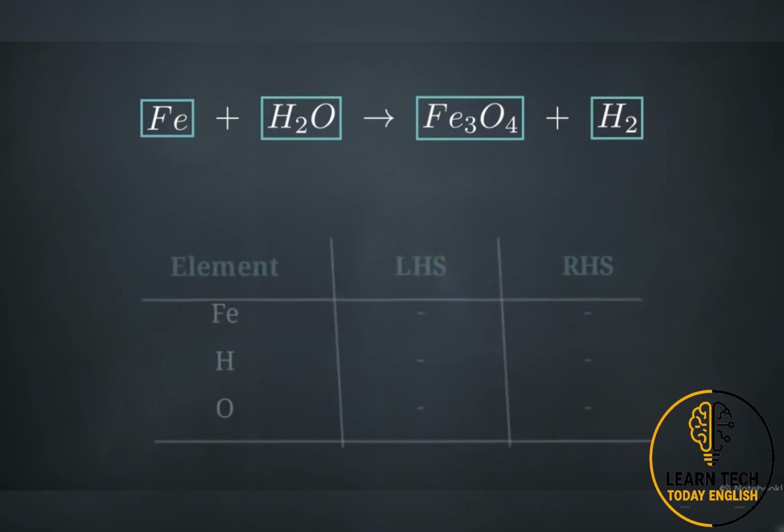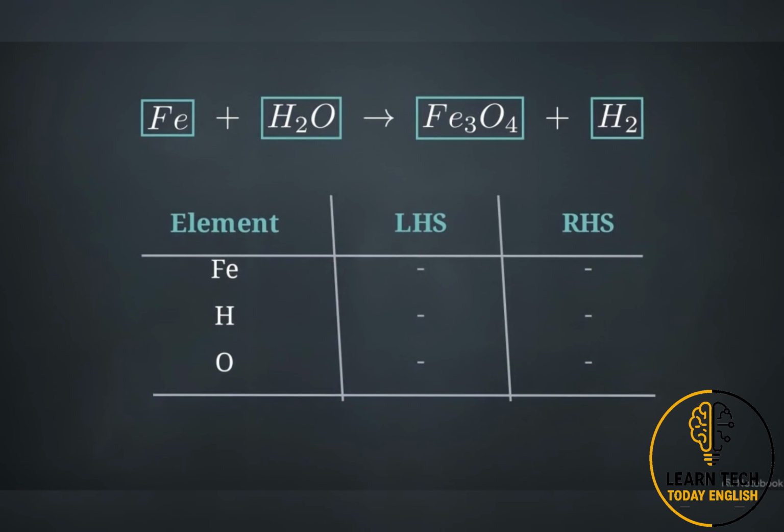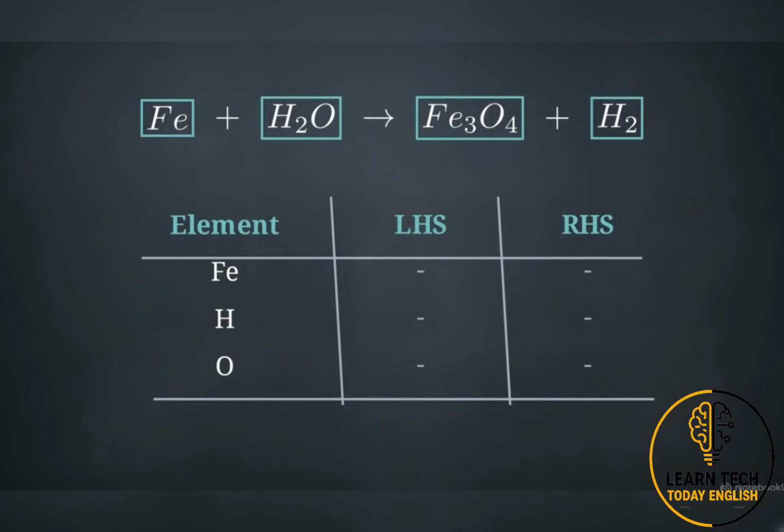Our first practical step is to take inventory. We count the starting atoms for each element and fill out the table. On the left side, we have 1 iron, 2 hydrogens, and 1 oxygen. On the right, we have 3 iron, 2 hydrogens, and 4 oxygens.